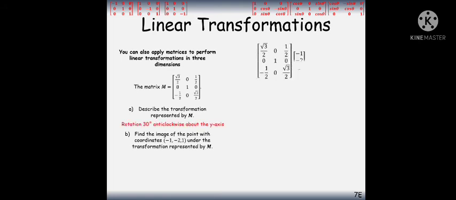Part B, you need to multiply that by minus 1, minus 2, 1 straight on your calculator. And you get 1 minus root 3 over 2, minus 2, and 1 plus root 3 over 2. So that will be the answer to the final question, part B.